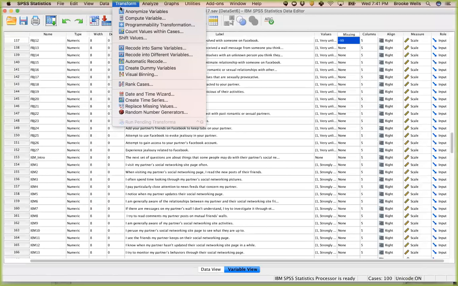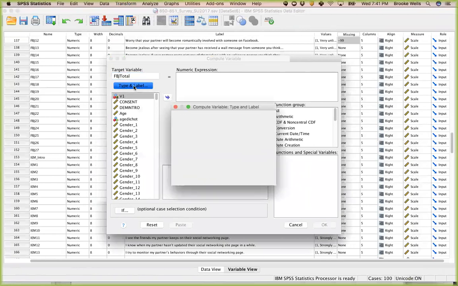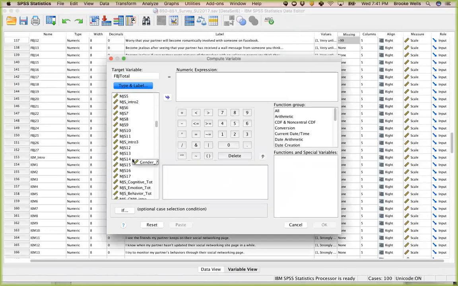You'll do that through Transform, and you can either Recode, or if you're creating scale scores, you can do Compute. You'll basically go in there and say, I'm going to create this new variable that's Facebook jealousy total. You can tell SPSS what kind of variable it is: is it numeric or is it string, which is just text? You can give it a label. And then you basically go through the process of telling SPSS how you get that. So is that 1 plus 2?